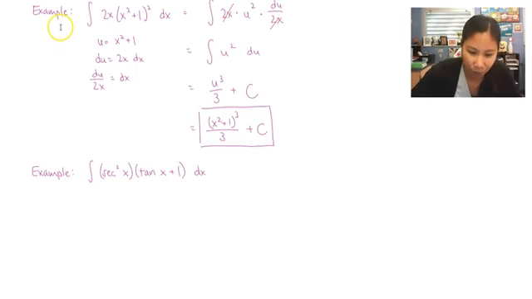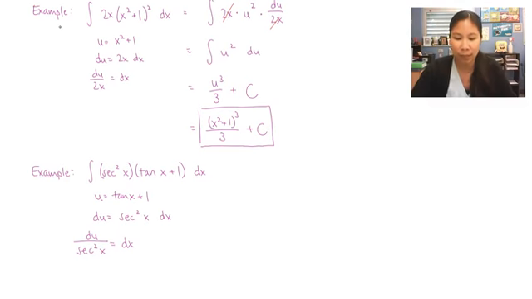So I'm going to set u equal to tan x plus 1, so that du equals secant squared x dx. And then get dx by itself. So I'm just going to divide both sides by secant squared.